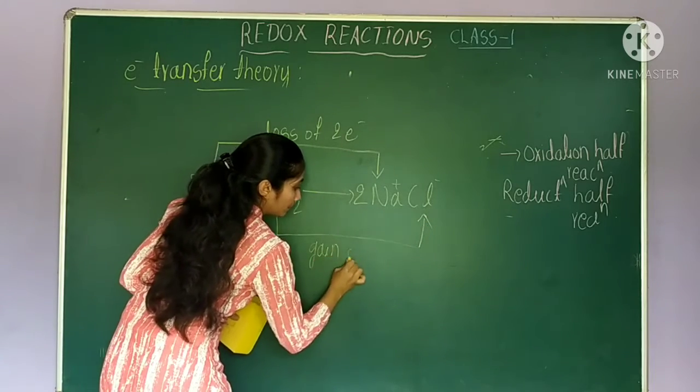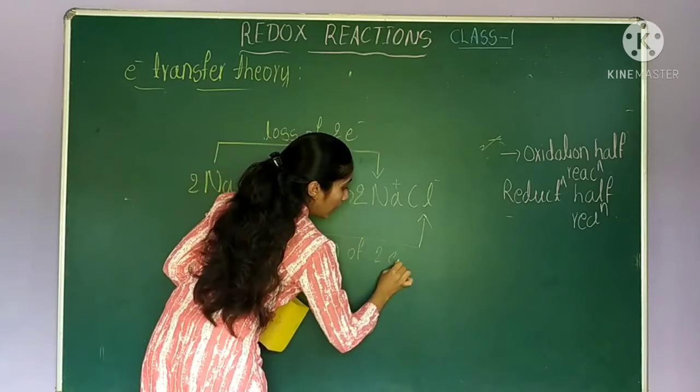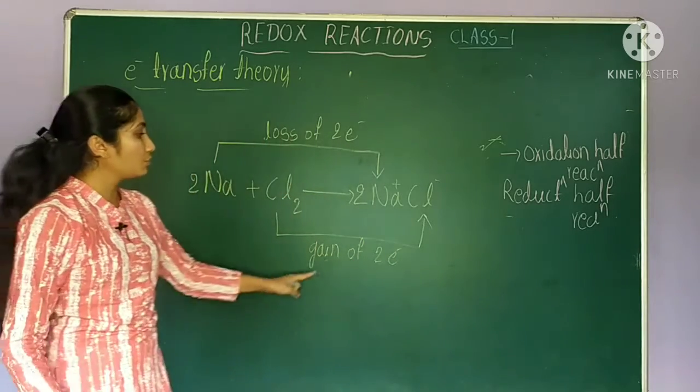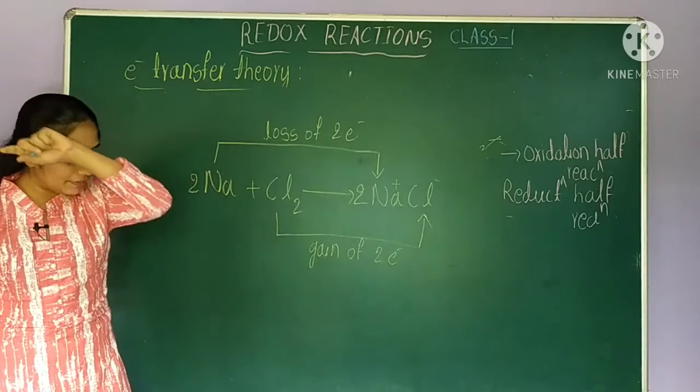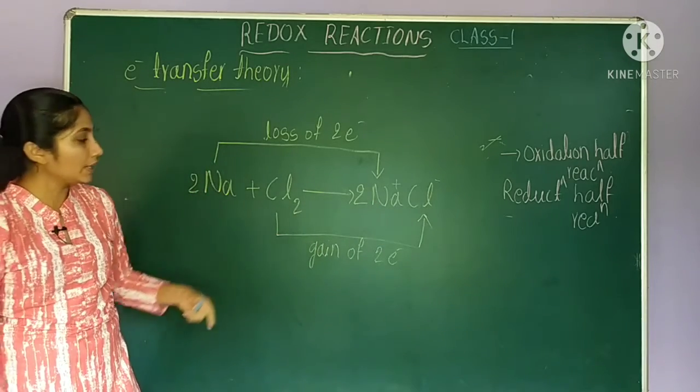Gain of 2 electrons, that means it is undergoing reduction. Chlorine is receiving electrons and it is undergoing reduction.